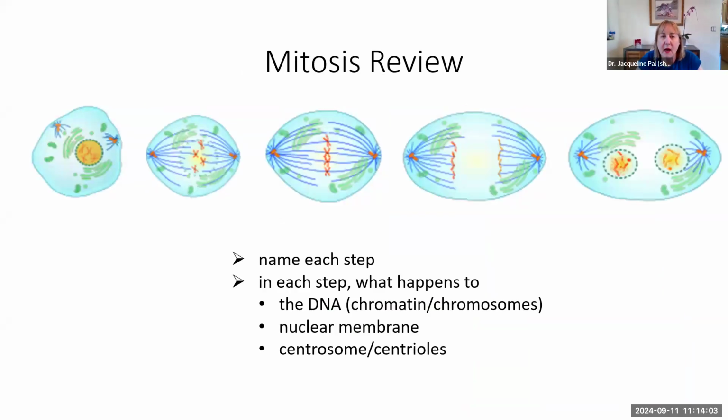So I'd like you to stop here, look at these pictures, name each cell and each step in each cell, tell what happens to the DNA. Do we have chromatin? Do we have chromosomes? What's happening to the nuclear membrane? What's happening to the centrosomes? What's happening to the centrioles?